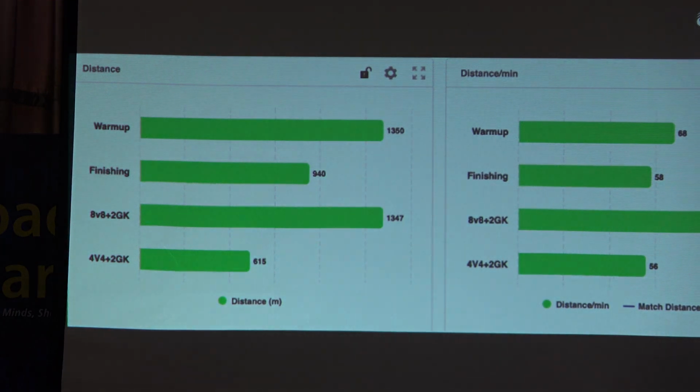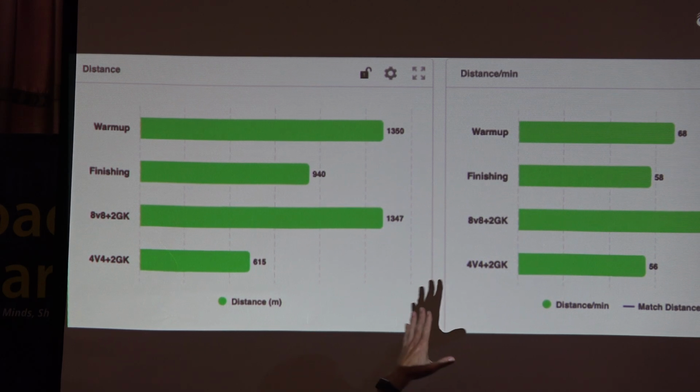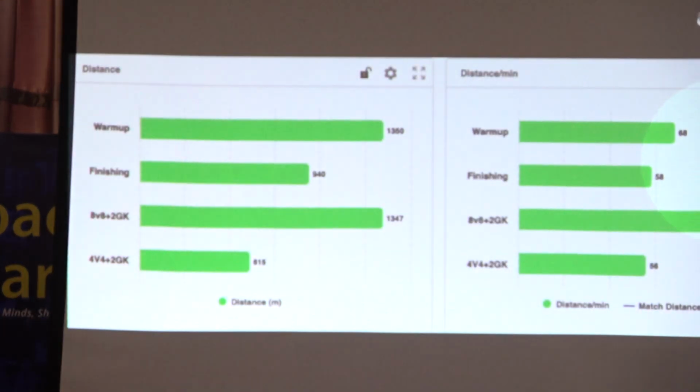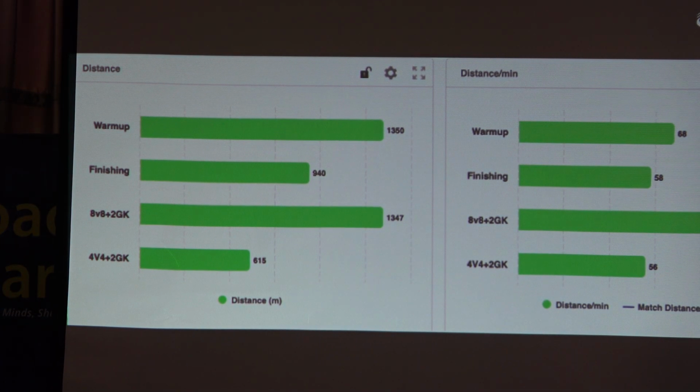So we were all watching the trainings this morning, right? Does this match your impression? Like when you are watching the session, did you think the 8 against 8 was the highest intensity, very close to the match intensity?